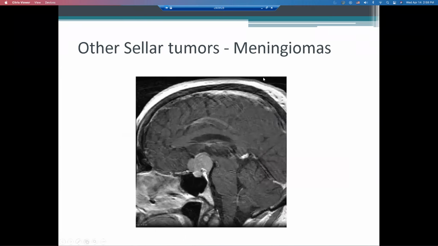Another form of sellar tumor is meningiomas, which is a tumor growing from the meninges. Again, it affects the sella. It's easy to distinguish based on MRI characteristics. So you can easily distinguish between craniopharyngioma, meningioma, and pituitary adenomas by imaging. Of course, the history is important, physical findings are important.